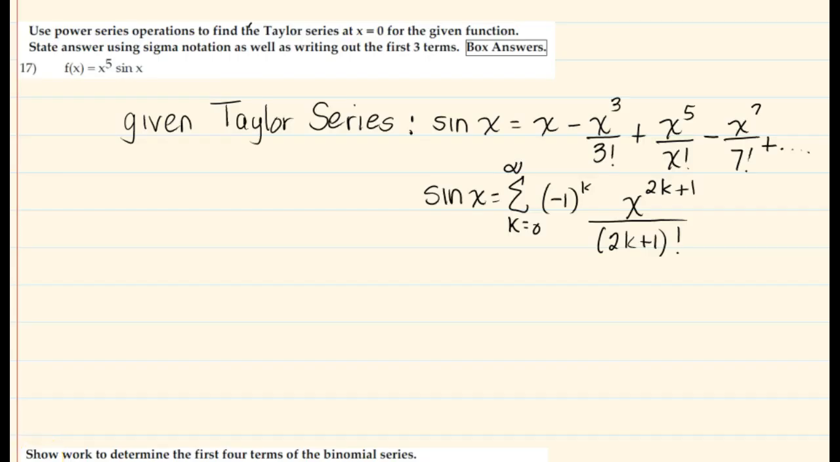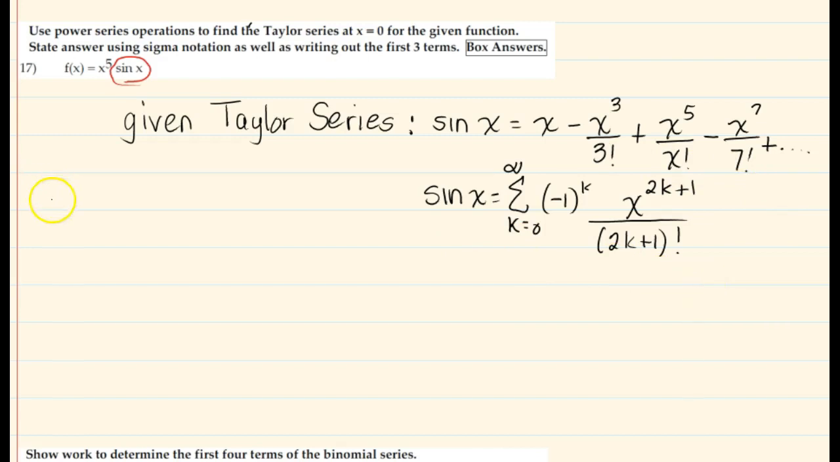For this problem, we need to use the power series operations to find the Taylor series for this given function. And we need to state it in sigma notation as well as writing out the first 3 terms. Well, one of the things that we need to notice is that we need to find the Taylor series for sine of x. We can either determine it by using our formula, or we can realize that this was actually given on the test.